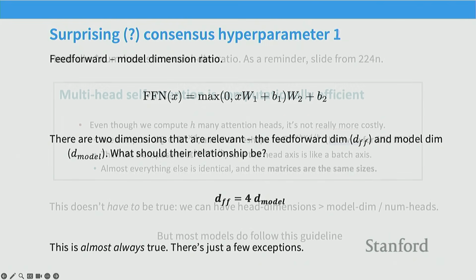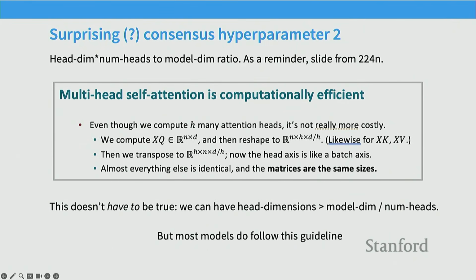Okay. Excellent. So another thing that is a surprising, or maybe not surprising, consensus hyperparameter is the ratio between the model dimension and the head dimension times the number of heads. So I clipped this from 224N, right? But really, the canonical choice is to pick things so that the dimension D, that's a hidden dimension, is split up. And if you have multiple heads, you're just going to split up the number of dimensions each head gets, right? So you're going to keep the dimensions fixed as you add more heads.